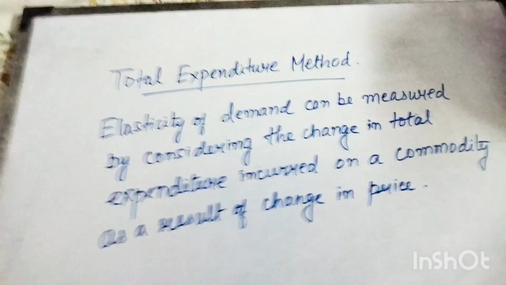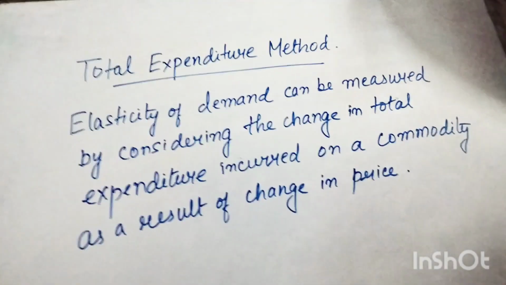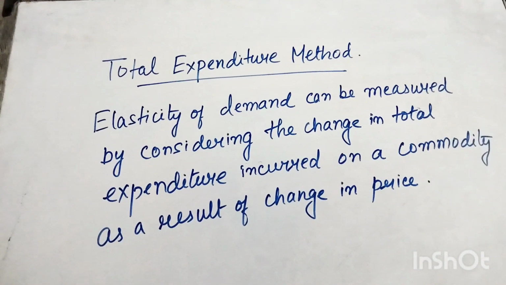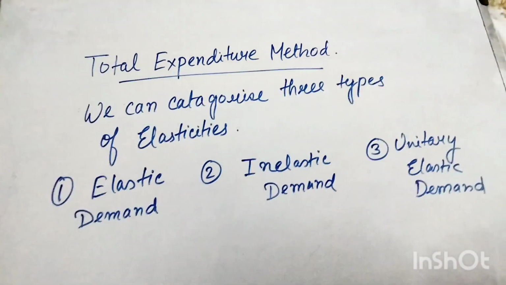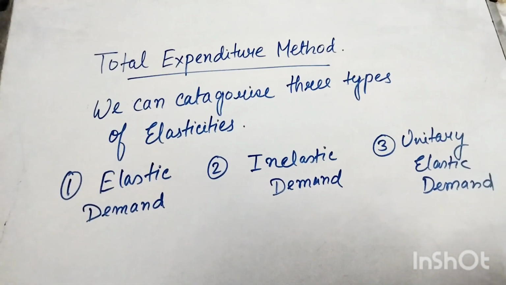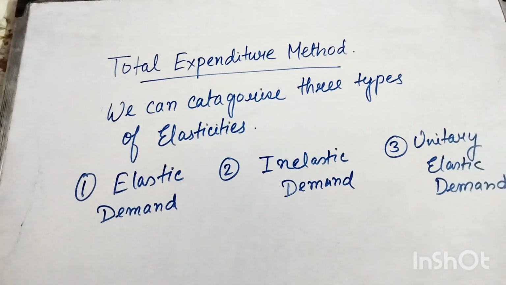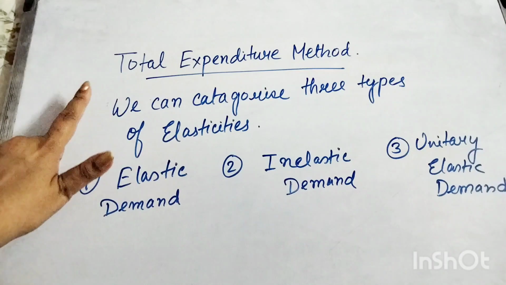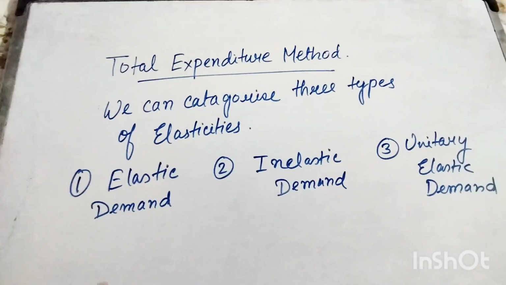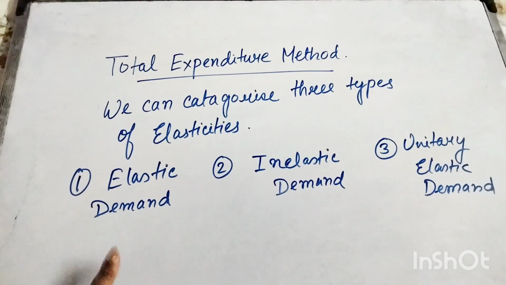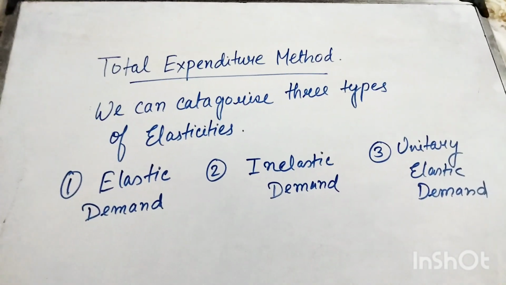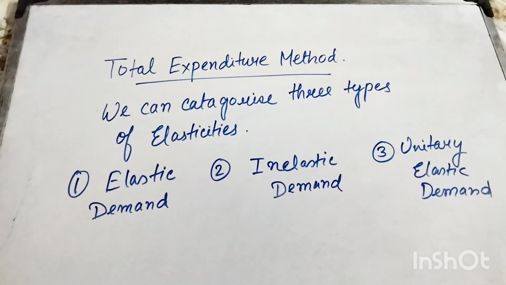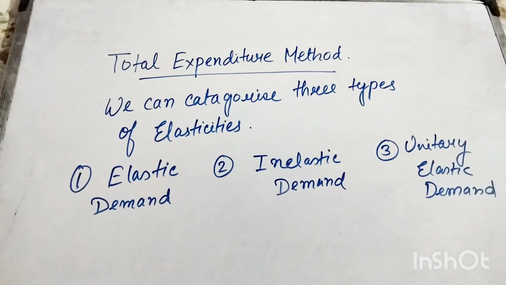Under this total expenditure method, we can categorize three types of elasticities. What are the three types of elasticities? First is elastic demand, inelastic demand and unitary elastic demand. We are going to explain these three demands one by one along with the diagram and a schedule for your better understanding.